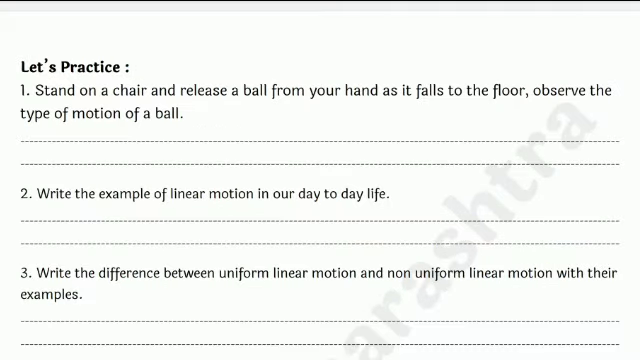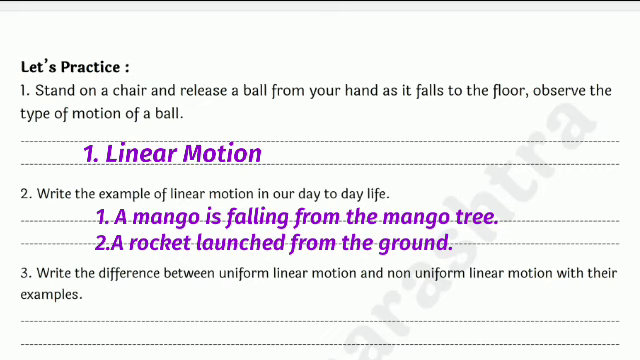See the first question. First, stand on a chair and release a ball from your hand so that it falls to the floor. Observe the type of motion of the ball. The answer is linear motion, because the ball falls in a straight line to the floor. Next, write examples of linear motion in day-to-day life. First, a mango falling from the mango tree in a straight line is called linear motion. Next, a rocket launched from the ground.